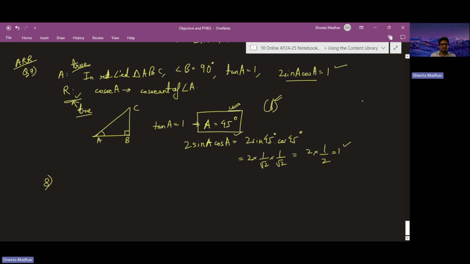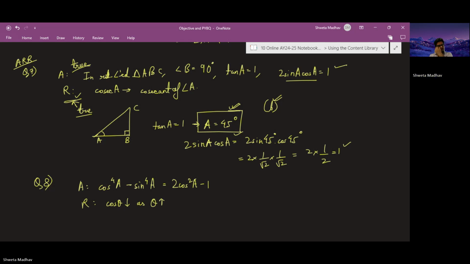Then in question number 8, it has been told that the assertion is cos power 4A minus sin power 4A, that is equal to 2 cos square A minus 1. The reason is given as the value of cos theta decreases as the angle theta increases.